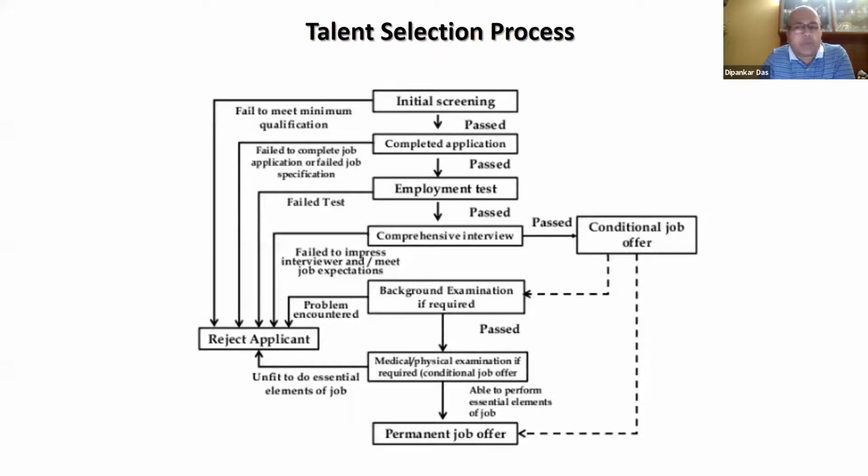So, Priyanka, would you like to share some of the filters that you have in place? So filters in the sense of the process. Yeah, the hiring process that you have.